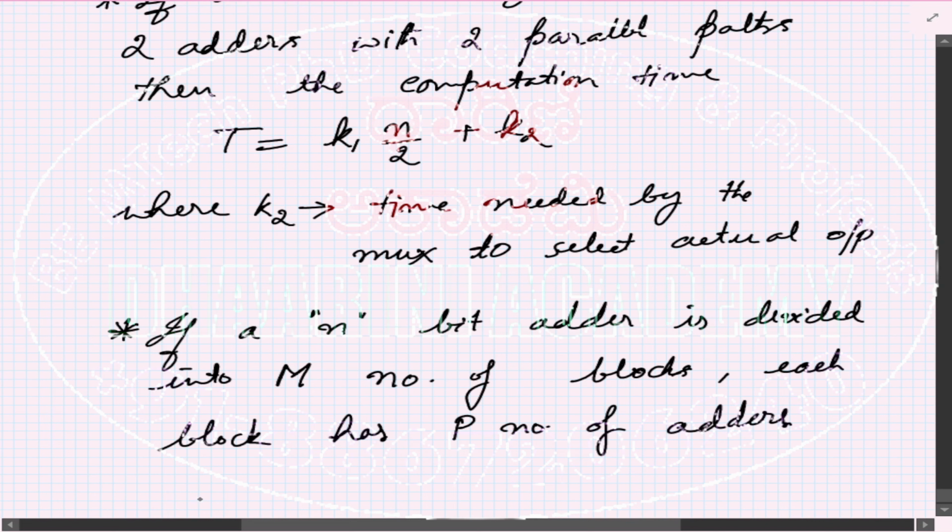Okay, so that's what is called the carry select adder. Then the second type of circuit which we have to use to improve the delay time associated with any given adder circuit is called the carry skip adder.